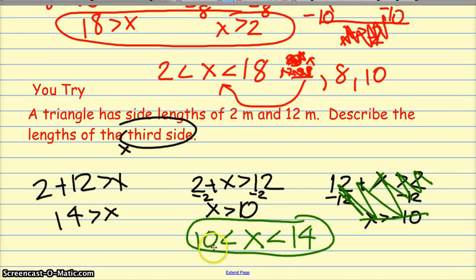But look at the two that we do have. x has to be between 10 and 14. So again, if we were to look at the three lengths of the sides of this triangle, as long as this value is somewhere bigger than 10, 10.1, 10.2, and somewhere smaller than 14, 13.9, 13.12, whatever, then you would have a triangle.